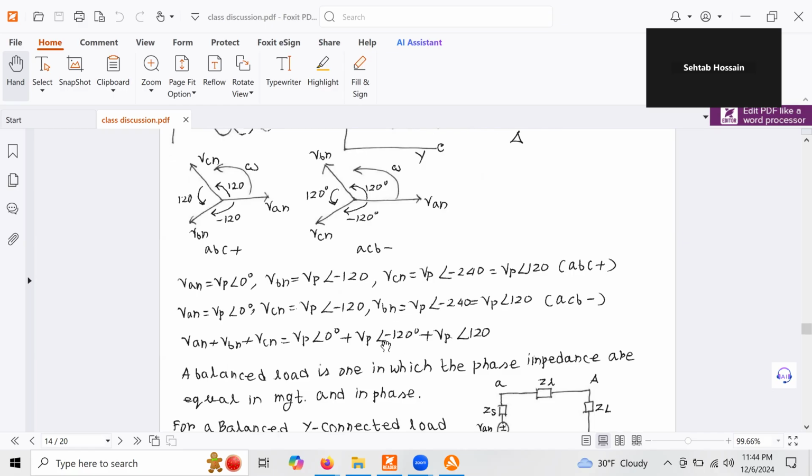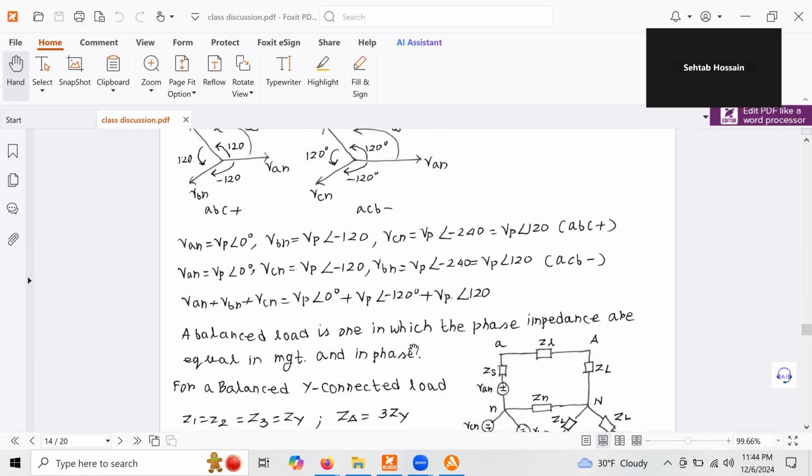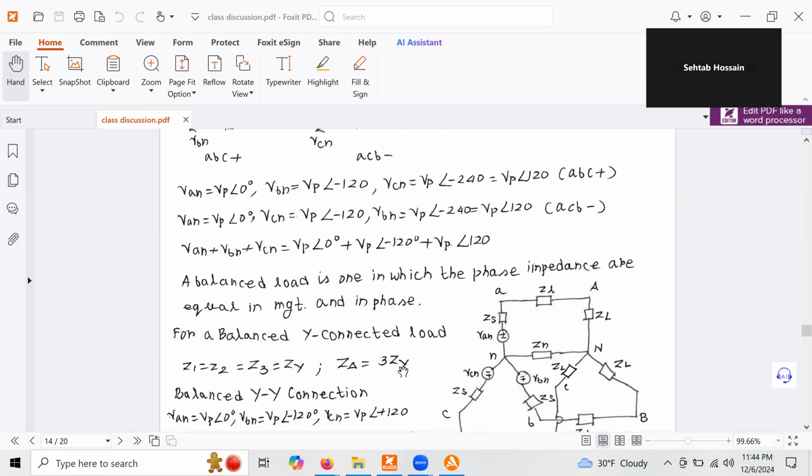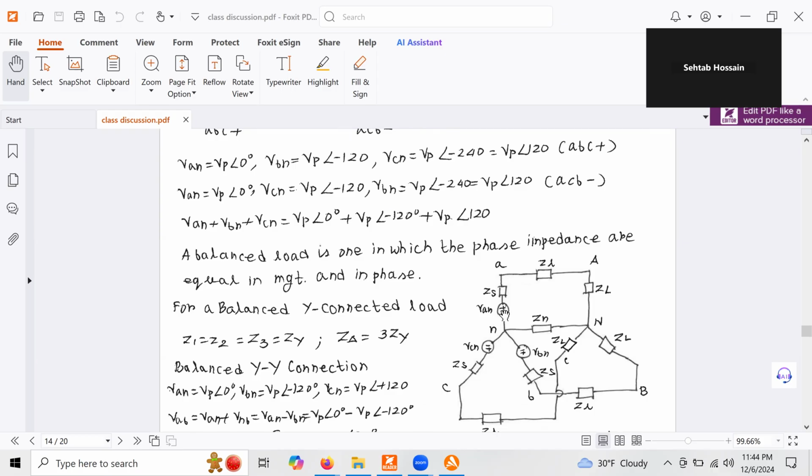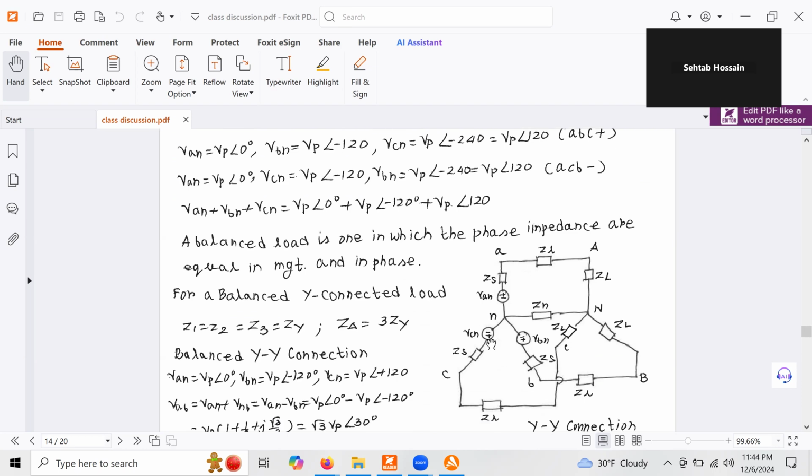So a balanced load is one in which the phase impedances are equal in magnitude and in phase. So why are we interested in balanced load? Because if these loads are unbalanced, if their amplitudes are different, then they will have different voltage amplitudes, and ringing will be in the circuit, and after some time it will burn the circuit. So that's why the amplitude of the voltage source should be the same.